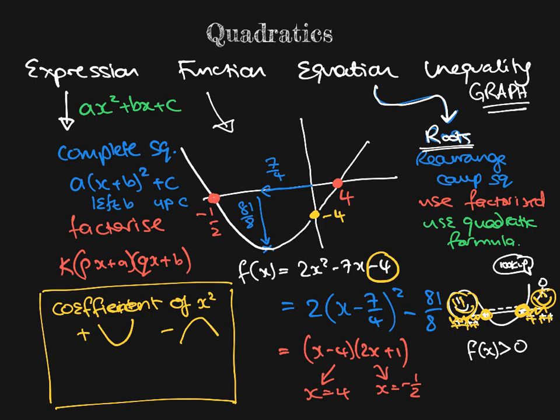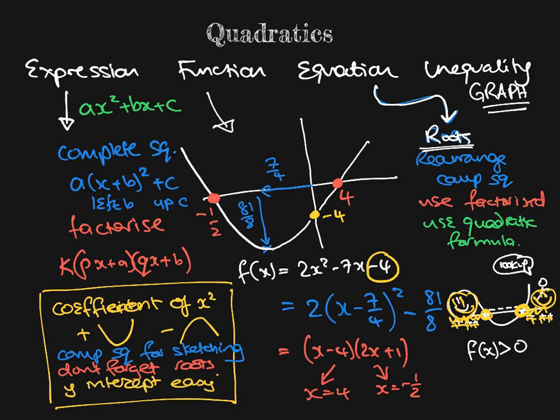And when you're sketching, use the completed square form. That's your best one. The completed square for sketching. It shows you where that vertex is, where it's gone, and you can just track that vertex and then sketch it. And then don't forget to work out the roots. So that's solving the equation. y is 0, and the y-intercept is easy. Just put in x is 0, and you're done.